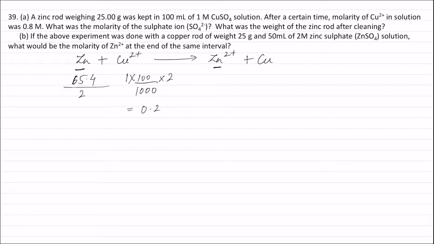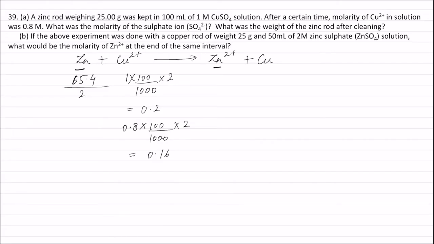Now after a certain time, after the reaction, the molarity of Cu2+ ions in solution was 0.8 M. Therefore, equivalents of Cu2+ ions present in the solution after the reaction was molarity, that is 0.8, into volume of solution in liters, that is 100 divided by 1000, into valency factor, that is 2, and this is equal to 0.16 equivalents. Now the equivalents of zinc that changed from zinc to Zn2+ ions is the same as the equivalents of copper that changed from Cu2+ ions to copper.